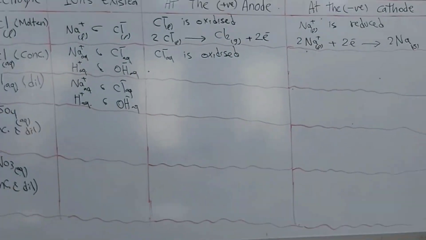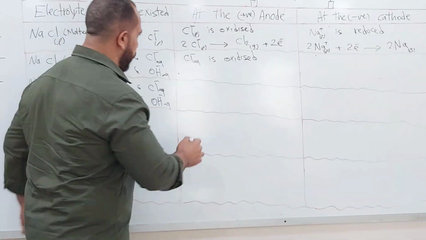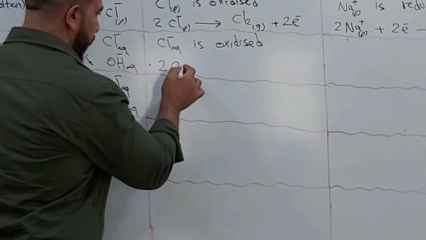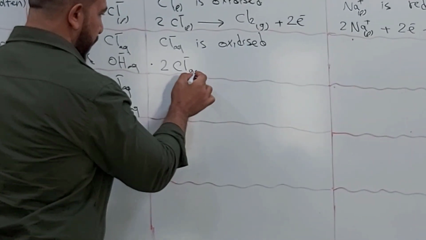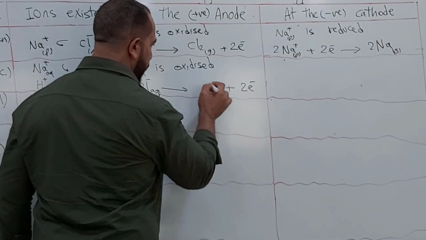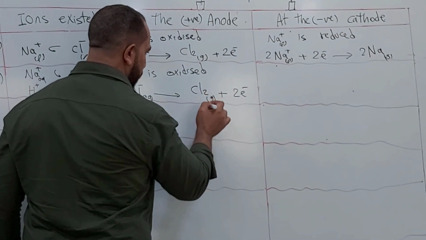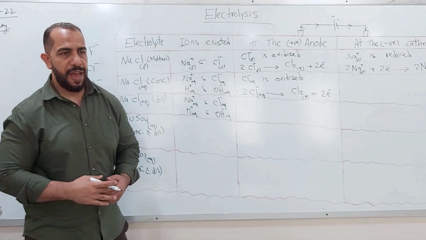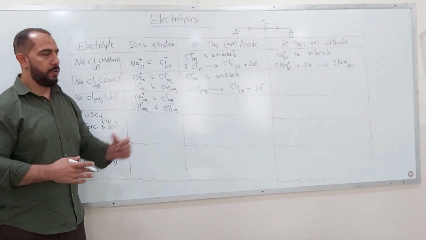What about the half equation? The half equation will be like this one. So we have 2 Cl negative, which is aqueous. It will lose 2 electrons, plus chlorine gas will form. This is the half equation for chlorine that happens at the anode.